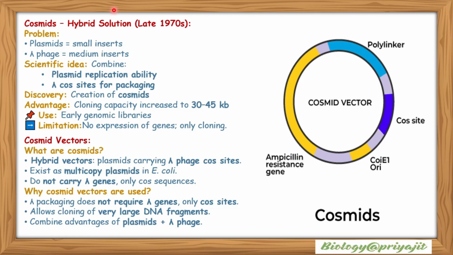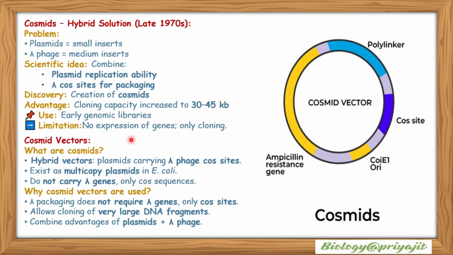Cosmid, that is a hybrid solution, and it was developed in the late 1970s. Problem: plasmids take small inserts, lambda phage takes medium inserts. Scientific idea: we can combine them, the plasmid replication ability and the lambda cos site for packaging. Discovery: creation of cosmids. Cloning capacity increased to 30 to 45 kb. Uses: early genomic libraries. Limitation: there is no expression of genes, only cloning purposes.